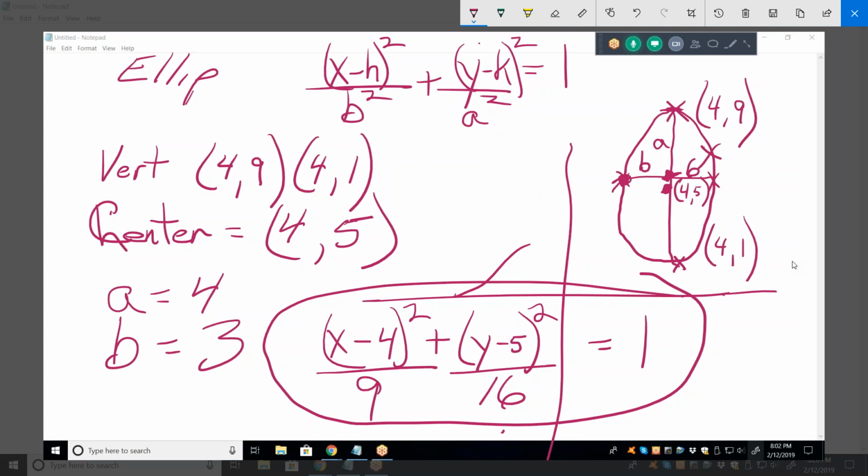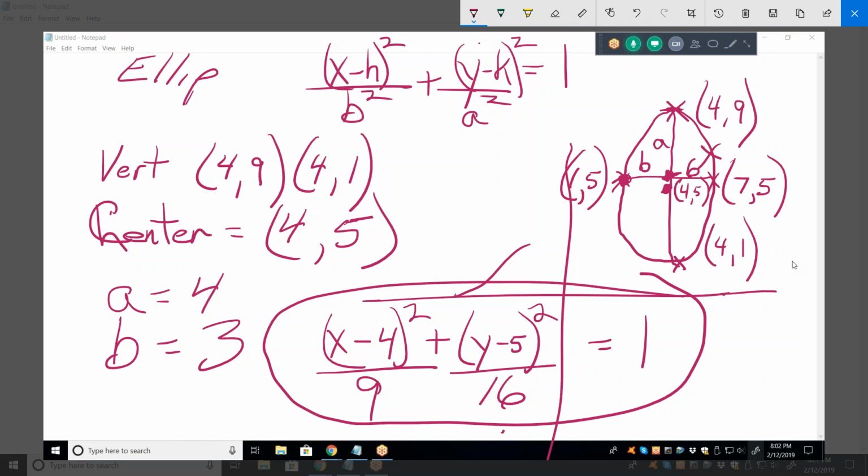Did they want the minor vertices? No. Okay. Just for reference, that minor vertex has to be 3 units to the right. So it's going to be a 7, same height, 5, as the center. This minor vertex has to be 3 units to the left of 4, same y-coordinate.